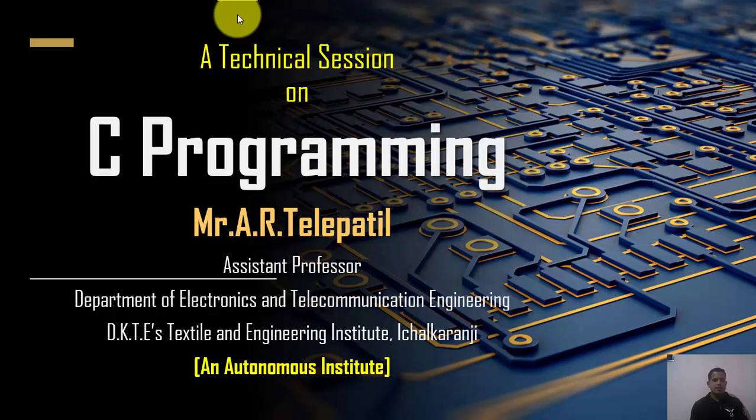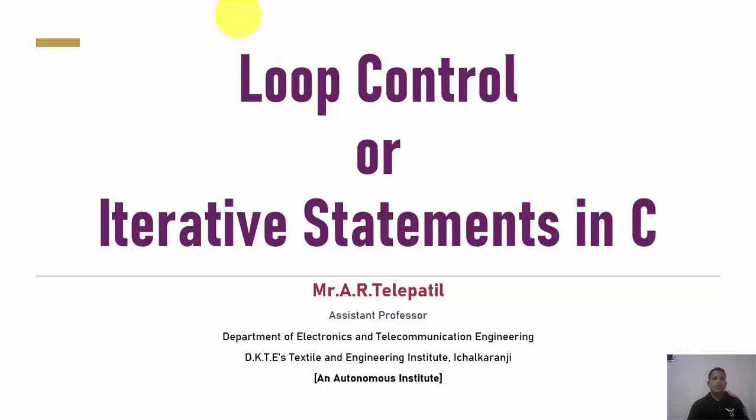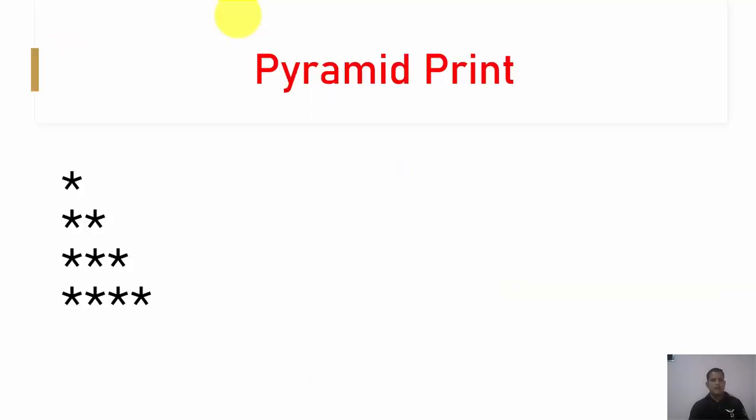In this video lecture series on C programming, we are discussing loop control, which are also known as iterative statements in C programming. And in today's video lecture, we are going to write a code to draw various patterns, say pyramid, using the for loop control statement. So let's begin. Here is the first pattern.